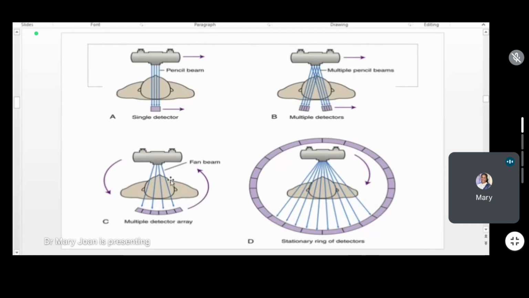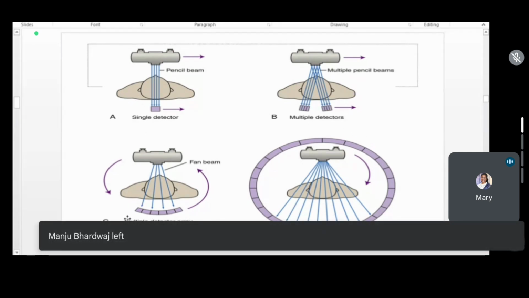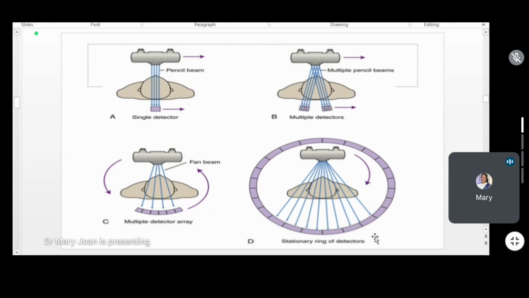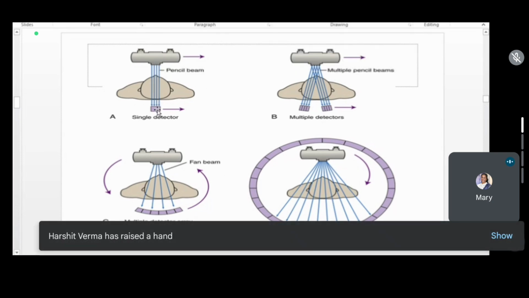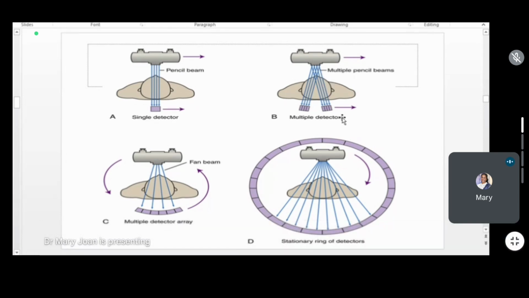So this is again the same thing represented in another pictorial way. Where we have single detector, multiple detectors, multiple detector array, and stationary ring of detectors. So here also you can see the parallel beam and single detector, cone beam or fan beam, and multiple pencil beams, and then here it is fan beam, fan beam.